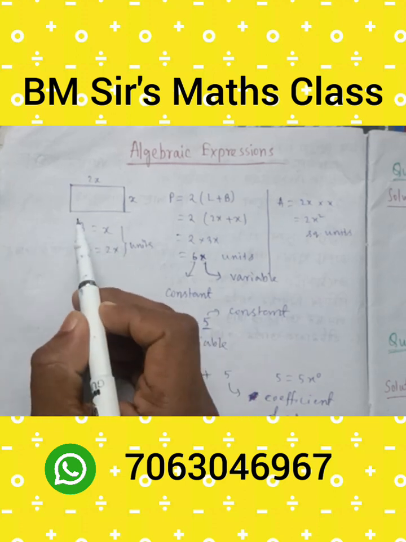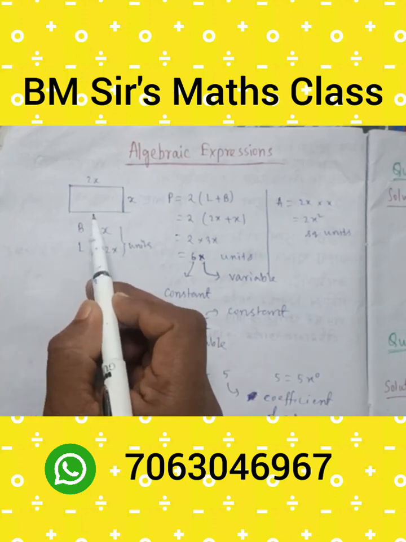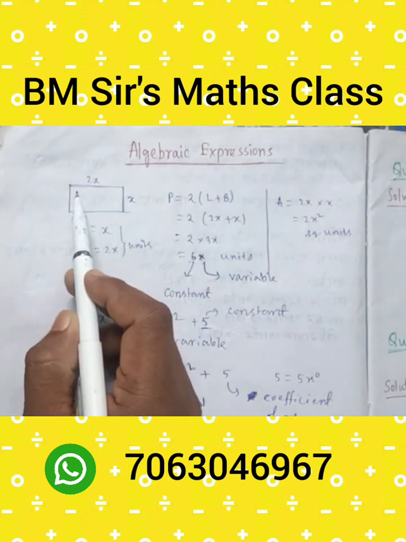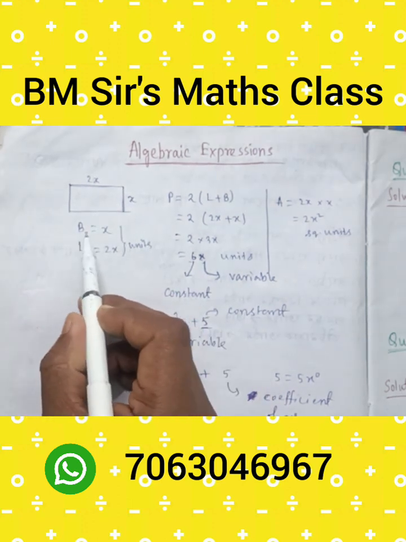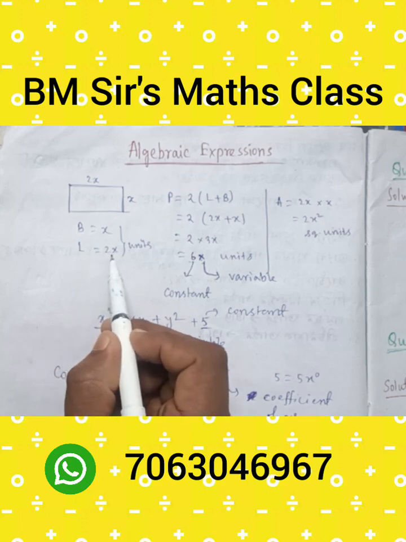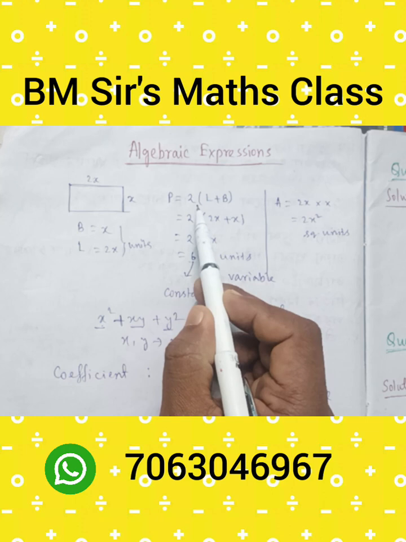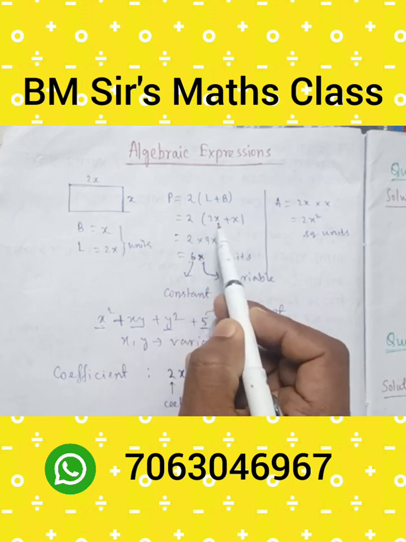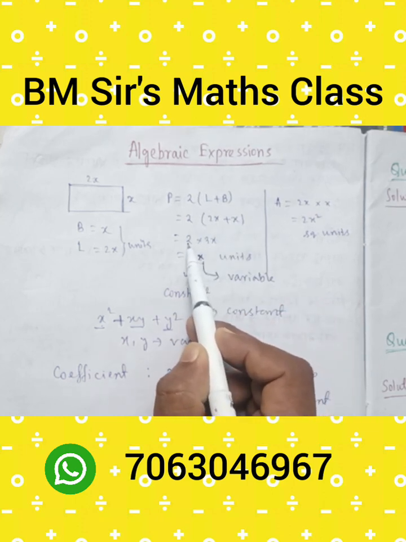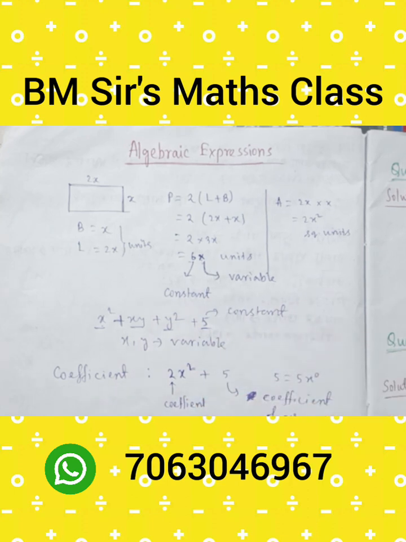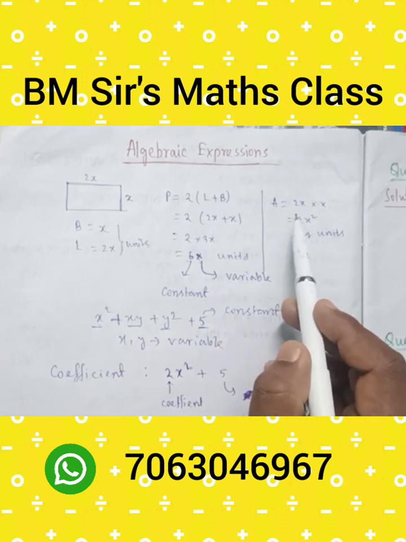Here we have considered a rectangle where the length is twice the breadth. That means if we consider the breadth is x units, then the length will be 2x units. In this case, what will be the perimeter? Perimeter will be 2 into (length plus breadth). That means 2 into (2x plus x). That means 2 into 3x. So 6x units.